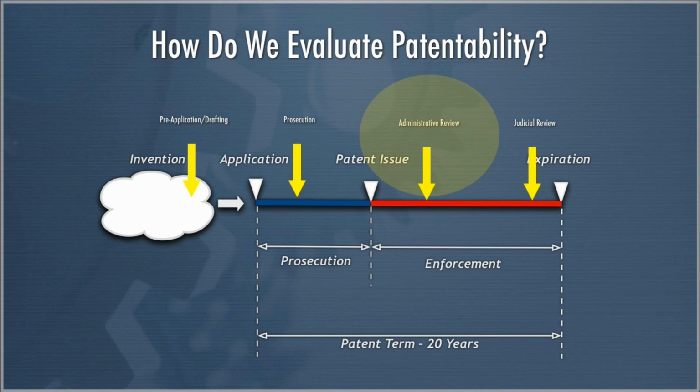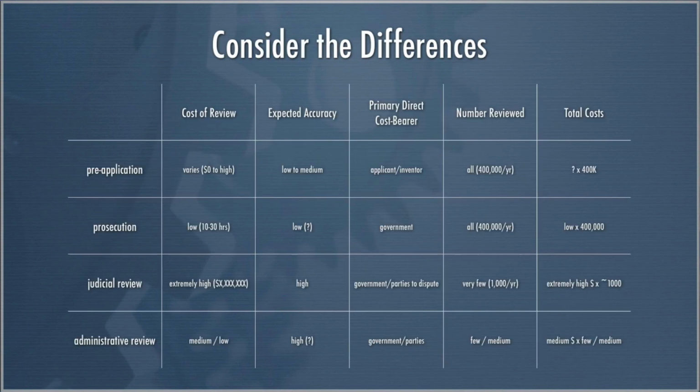And basically what we're talking about in this class is, is there another place we could evaluate patentability? Call it administrative review. During the enforcement period, after a patent has been granted, can we do something? Some sort of administrative review that would enhance our situation? So let's think about it. Let's add to the bottom here. Let's say we could do an administrative review that was relatively low cost.